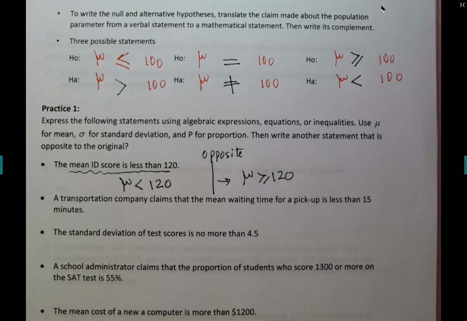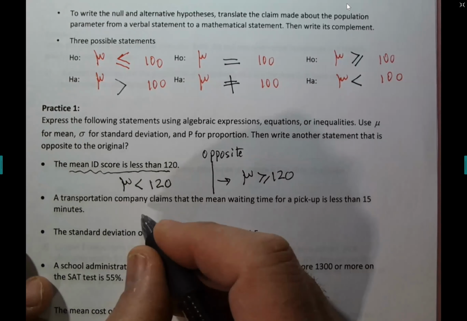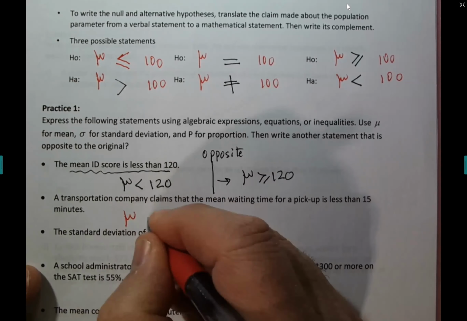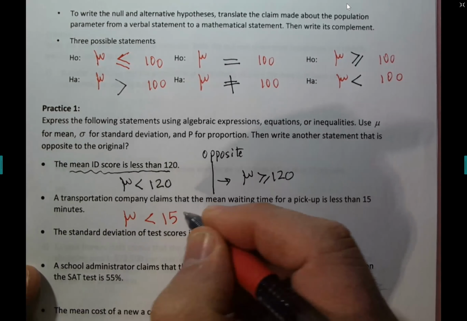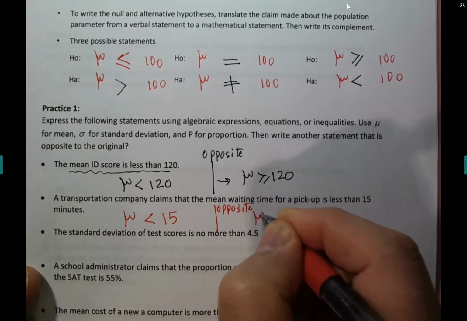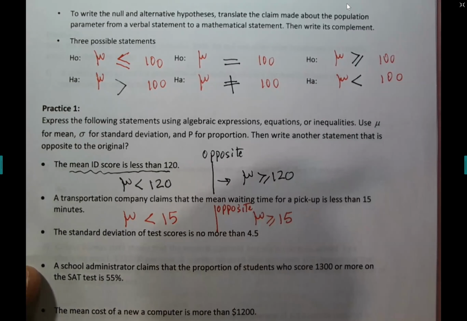A transportation company claims that the mean wait time for a pickup is less than 15 minutes. Take a few seconds and write it down, guys. Yep, Carlene. Okay, who would like to say this with me? Mean less than 15. And you guys agree with me that it's going to be exactly the same as above.